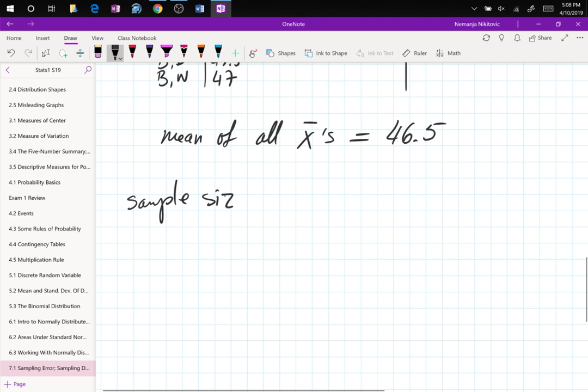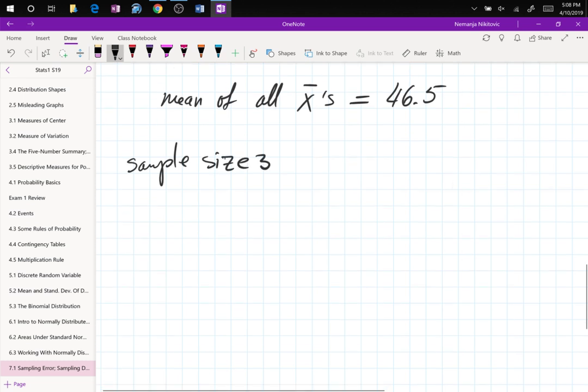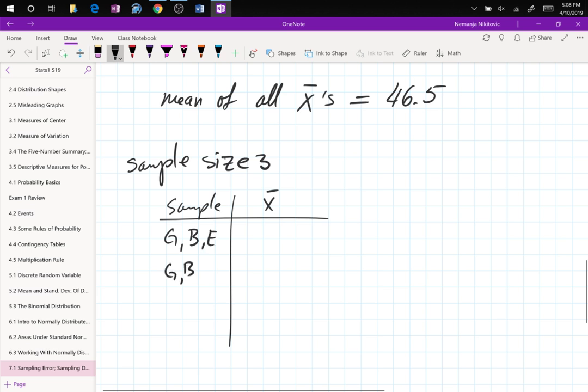Sample size 3. Okay. So if I have a sample size 3, sample, and then X bar. For sample size 3, I take the first 3. So that's Gates, Buffett, and Ellison. So GBE, GBC, GBD, and GBW. So we got the samples of 3 including Gates.